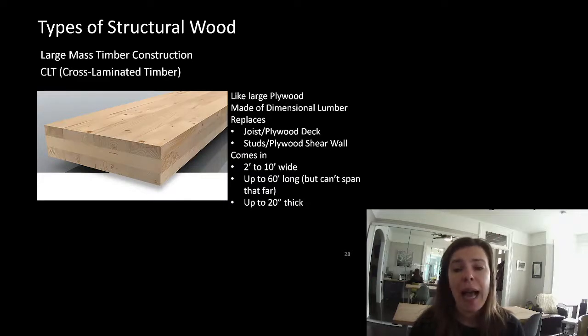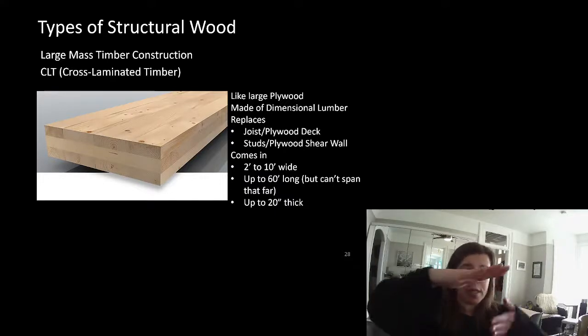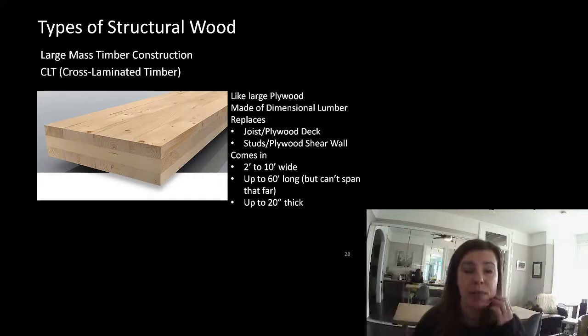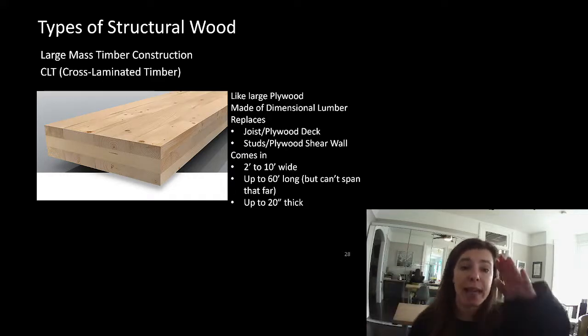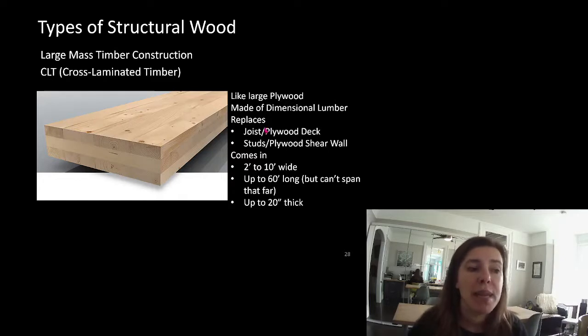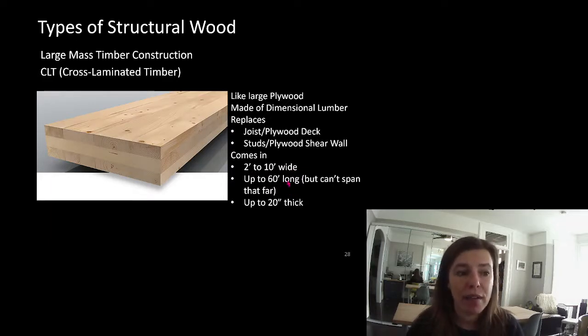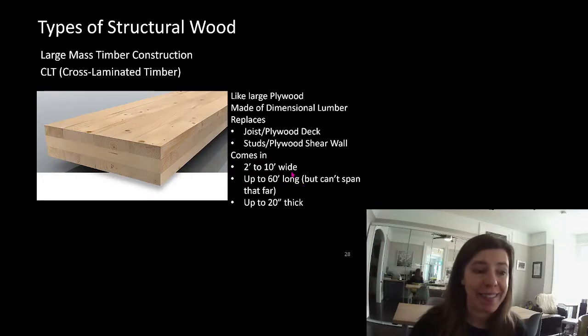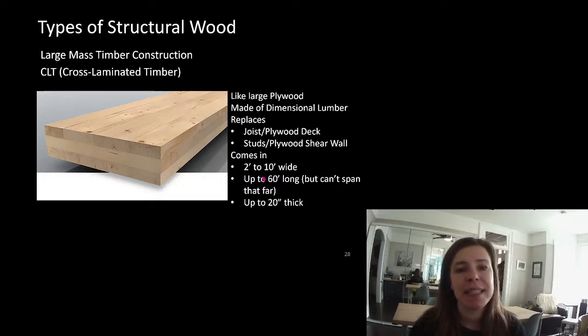Cross-laminated timber, we're not actually going to do a lot of it, but it would replace joists and plywood or studs and plywood as your deck or your wall system. So our floor system would be plywood spanning to joists and joists spanning to beams. The CLT would replace that and span to beams. It would be the same thing in a wall. It would replace the studs and the plywood. So it can come in long sheets, but it can't span that far. It needs supports within it. So 60 feet is not how long it can span. That would be crazy. It does need supports in between it.